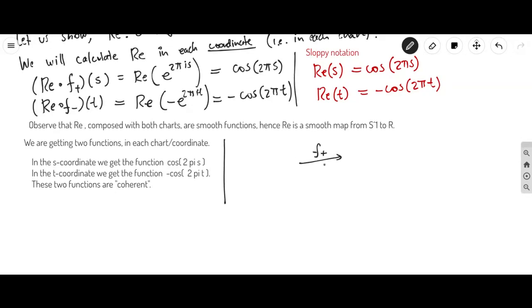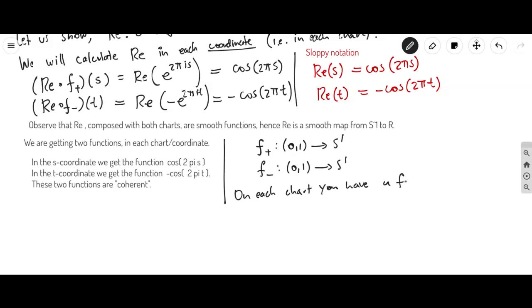f plus. Well, you have two charts, right? You have the f plus chart and f minus chart. And these are maps on the open unit interval. So let me write it like this: f plus from 0, 1 into S1, and you have f minus from 0, 1 into S1. And on each chart, you have a function.